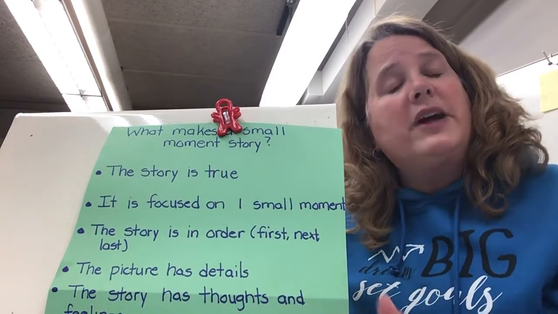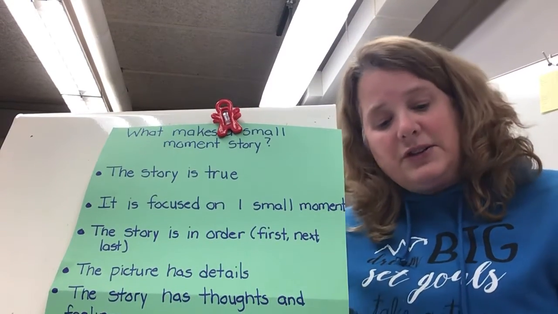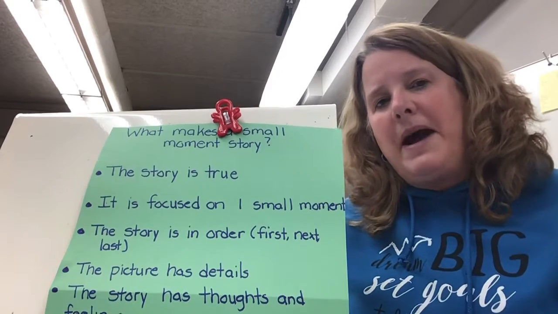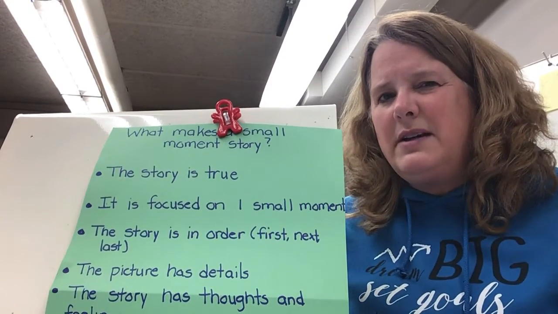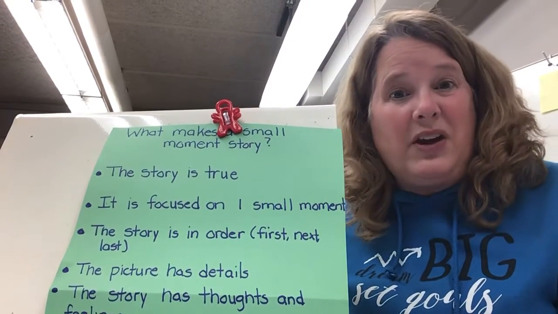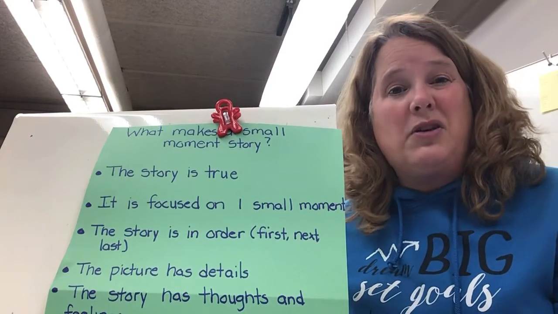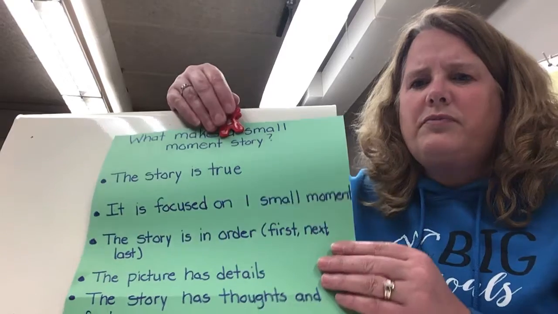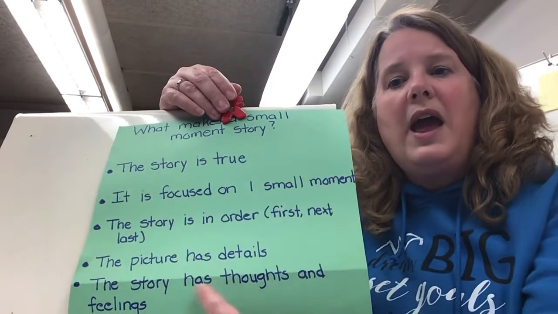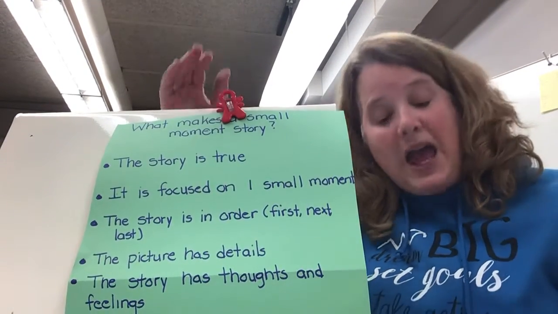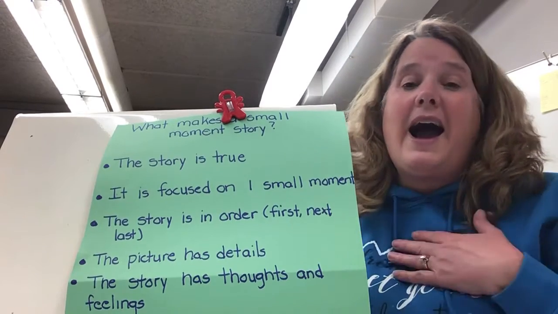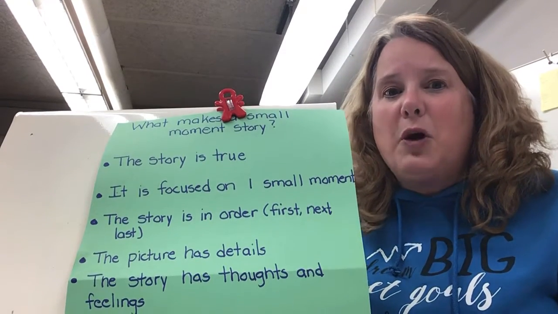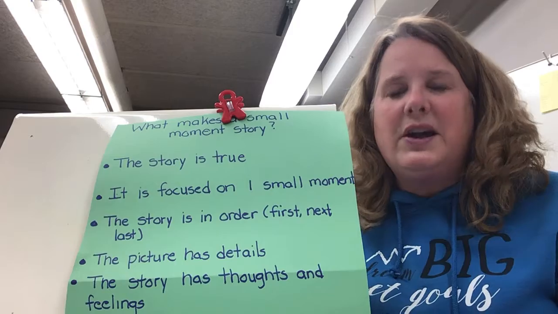The pictures have details. So I need to look at my story. Do I have enough detail in my pictures? Is there something I could add that would help my reader know what I was talking about or what my story was about? The story has thoughts and feelings. We talked about that yesterday. I added in the part where I was so excited that I hit 4 pins.